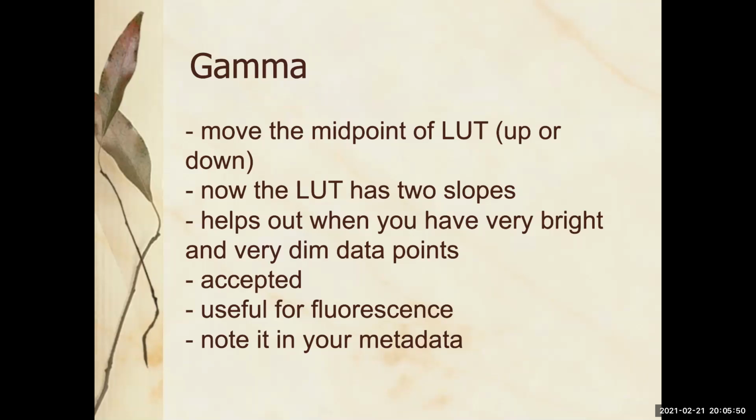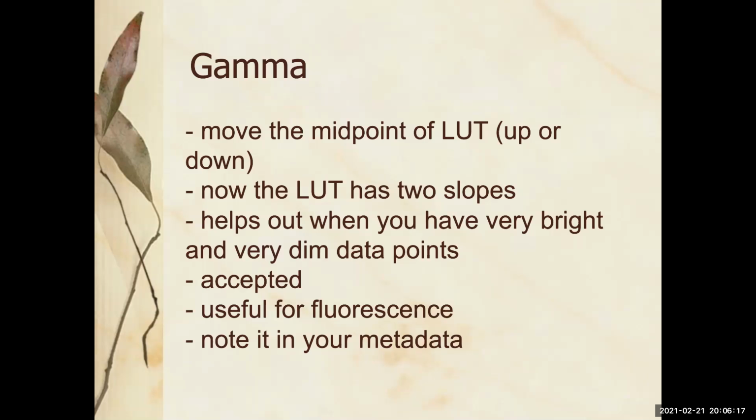Okay, so gamma. People just say I did a gamma on it, or you just write gamma. That's the Greek letter you saw earlier. The gamma is the midpoint of the lookup table, and you move it up or down so that the lookup table now has two slopes, and it helps when you have extremely bright and extremely dim data points and you want to see them both.